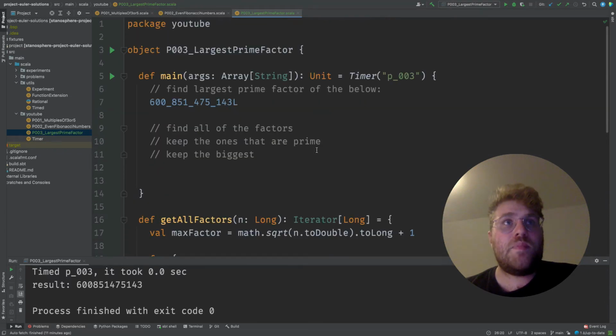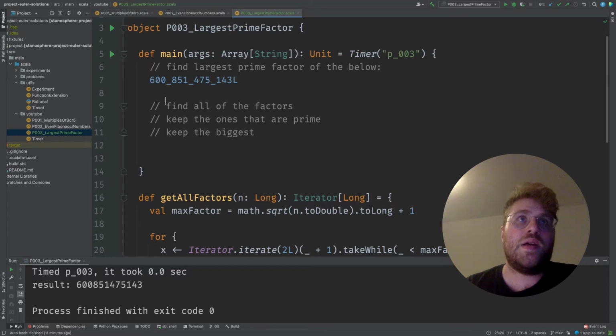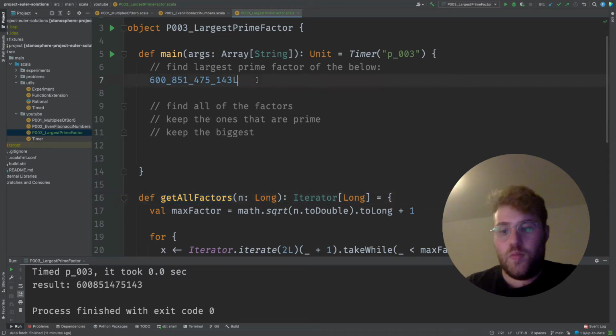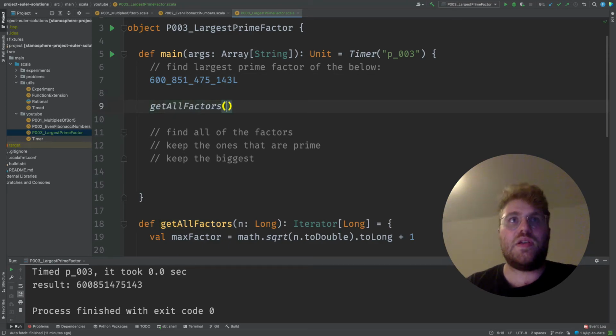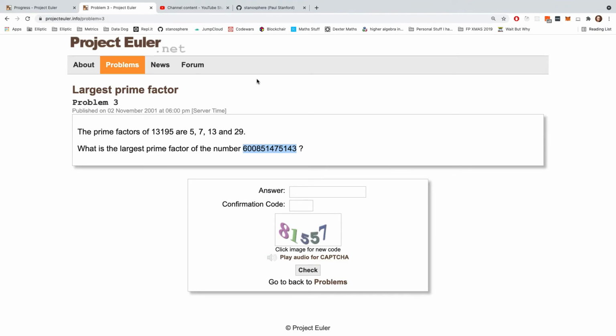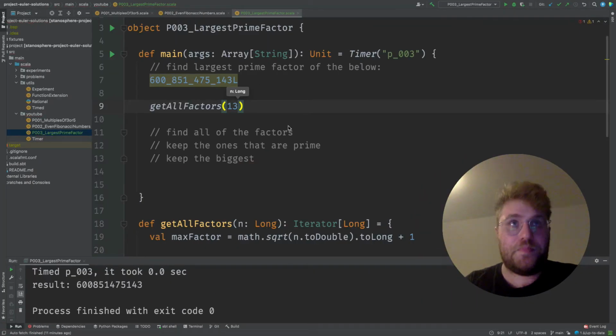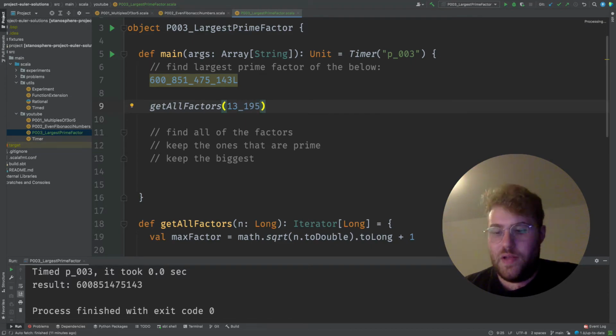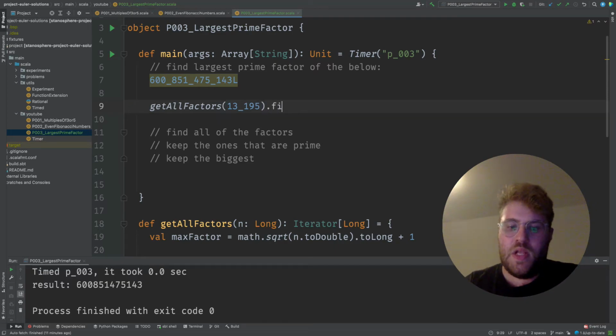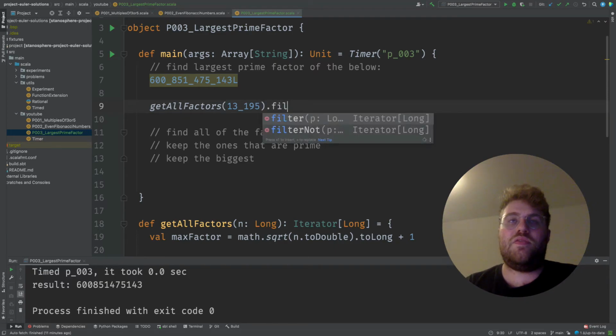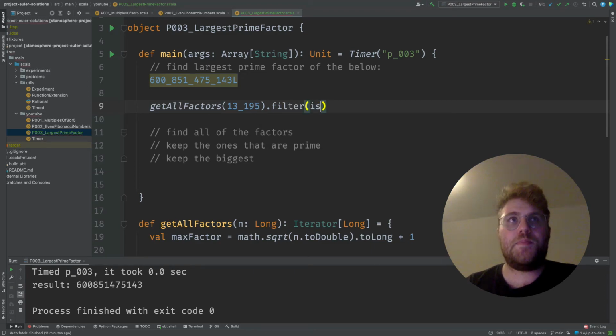All right. So why don't we go ahead and get all of the factors. We'll do it on that test number first, actually. I can't remember what it was. It was like 13,000 and something, wasn't it? 13,195, great. So we can get all the factors of that. It'll get coerced into a long when this sort of thing happens, whatever. And then we can filter them to be prime.